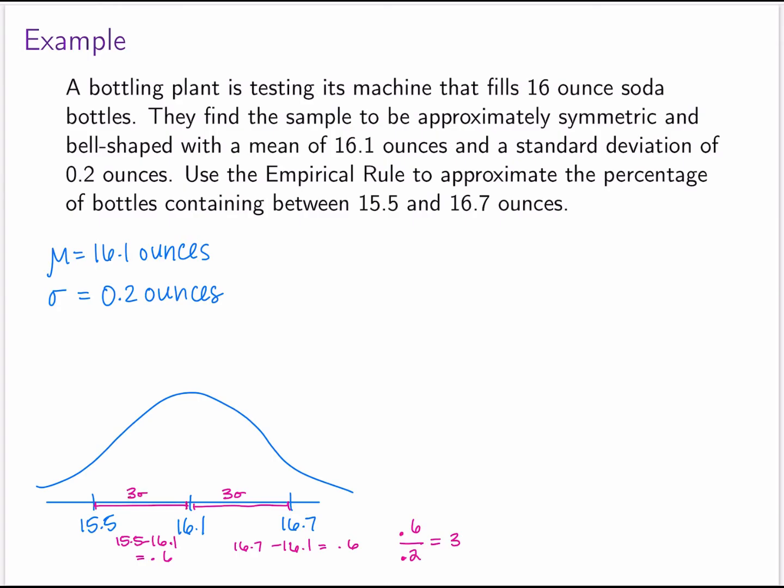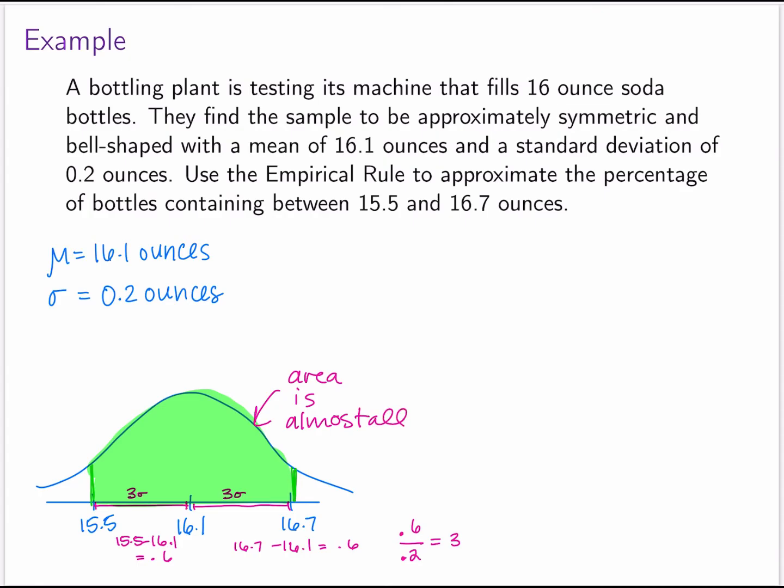So what I notice is 15.5 and 16.7, they are both 3 standard deviations away from the mean. So I'm sort of looking at this area. Okay, I'm looking at this green area here. Okay, and what does my rule tell me? My empirical rule says that 99.7% of the data, or almost all of the data, is found within 3 standard deviations of the mean. So this area is almost all.